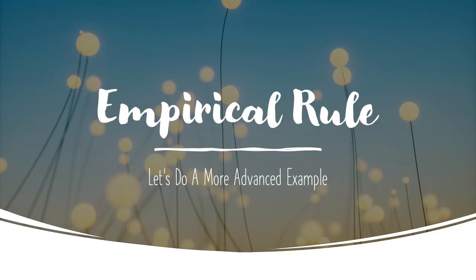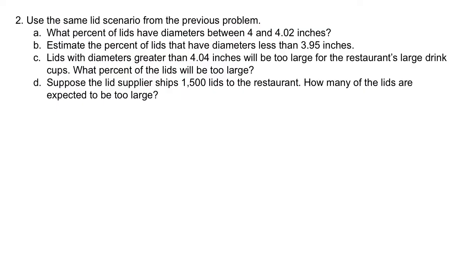All right, we're going to do some empirical rule problems that are a little more advanced than problems we've been doing. We're using the empirical rule, which is the 68, 95, 99.7 rule. So we have the same lid scenario from the previous problem. I'm just going to write down what the situation was. We had the lids where the mean, and remember that symbol mu means mean, was 3.98, and the standard deviation was 0.02, and it was a normal distribution of the diameter of the lids.